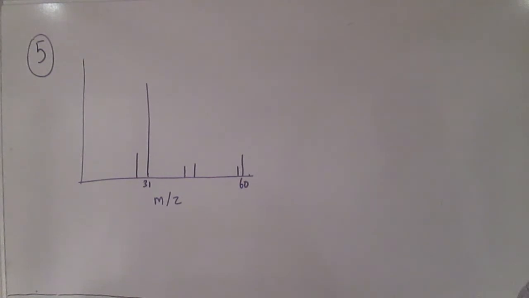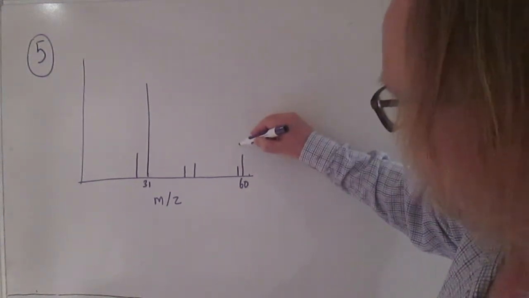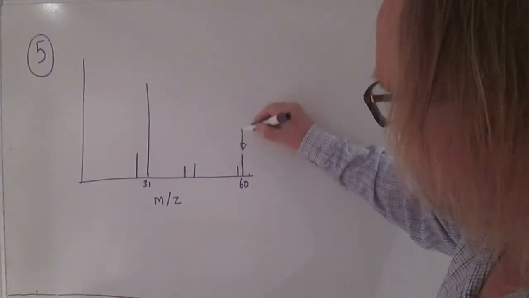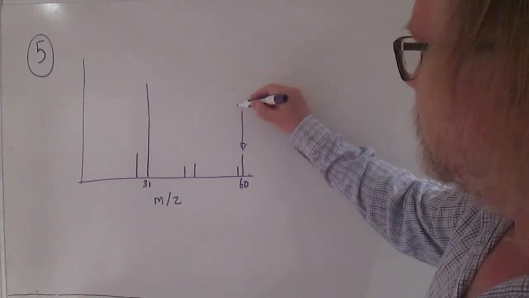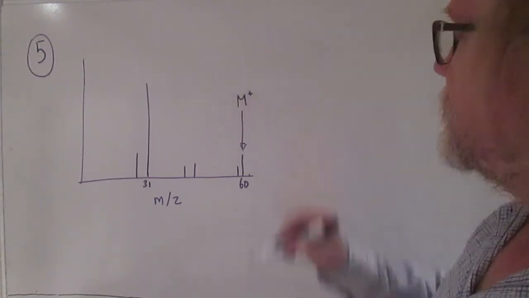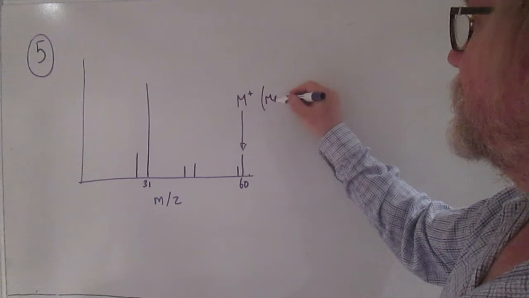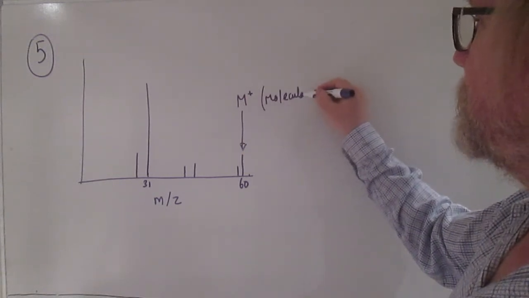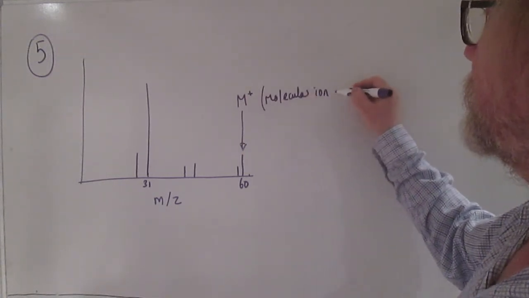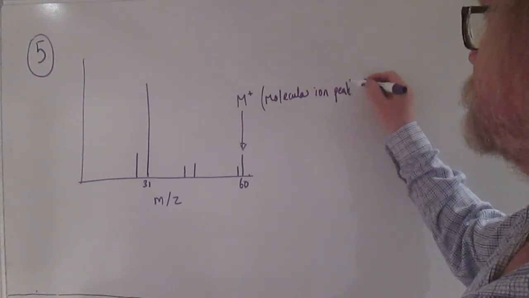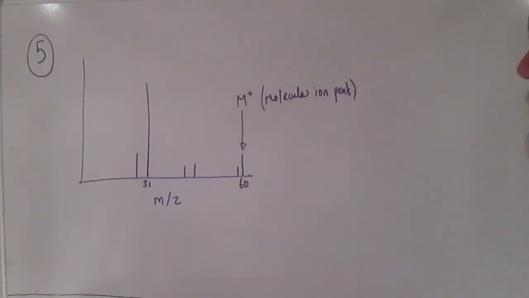So in question 5 we have a different alcohol, and again what it wants us to do first of all is to figure out what the molecular formula is. The way we do that, as before, is by looking for the molecular ion peak, which is that one, sometimes written as M+ for short, and that, remember, is the intact molecule just minus one electron to give it a positive charge.